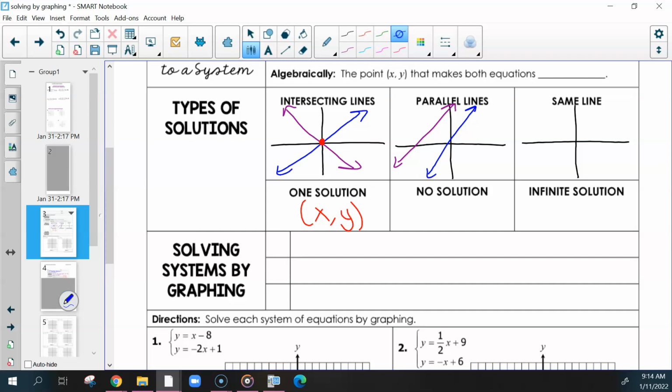So for parallel lines, because they never intersect, that would be no solution. So you could write an S or 0 with a line through it.